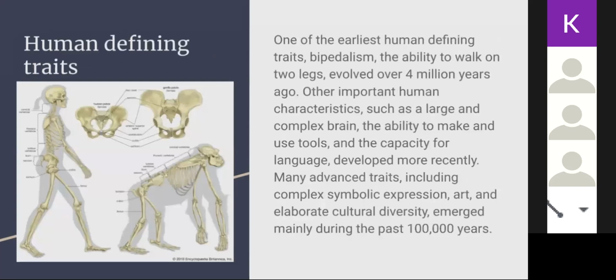One of the earliest human-defining traits, bipedalism, the ability to walk on two legs, evolved over 4 million years ago. Other important human characteristics, such as the large and complex brain, the ability to make and use tools, and the capacity for language, developed more recently. Many advanced traits, including complex symbolic expression, art, and elaborate cultural diversity, emerged mainly during the past 100,000 years.